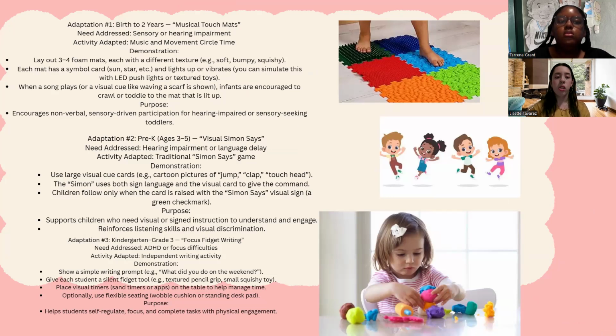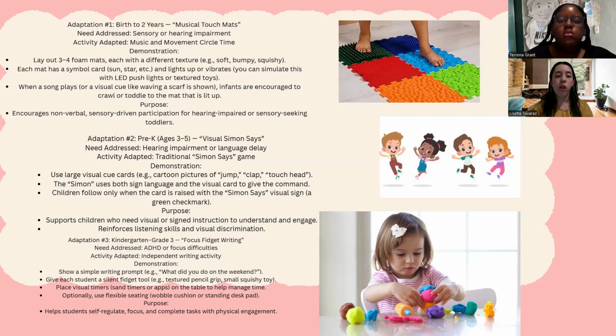Adaptation 1, birth to 2 years. Musical touch mats. Here to the right is a photo of different colors of mats with different textures, so when the kids step on them, they can feel how it feels. Need addressed: sensory or hearing impairment. Activity adapted: music and movement circle time. Demonstration.